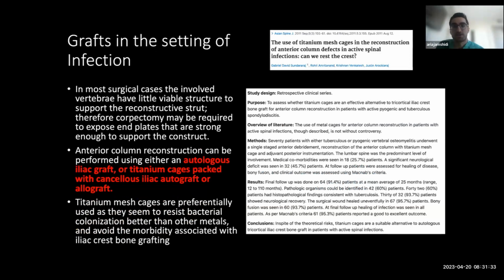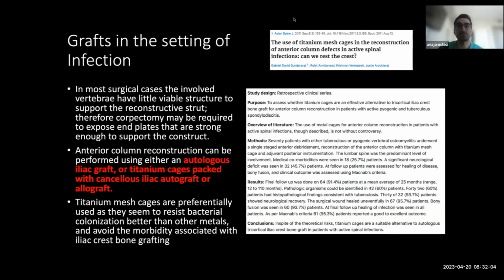Next, I briefly just want to touch on grafts in the setting of an infection. I think the mindset from at least the past, 20 years ago, was always to use cancellous iliac autograft or allograft for these patients, just to reduce the risk of recurrent infection. However, with more and more studies coming out demonstrating that titanium is actually safe to use in these patients, we may see the use of titanium increase more and more.